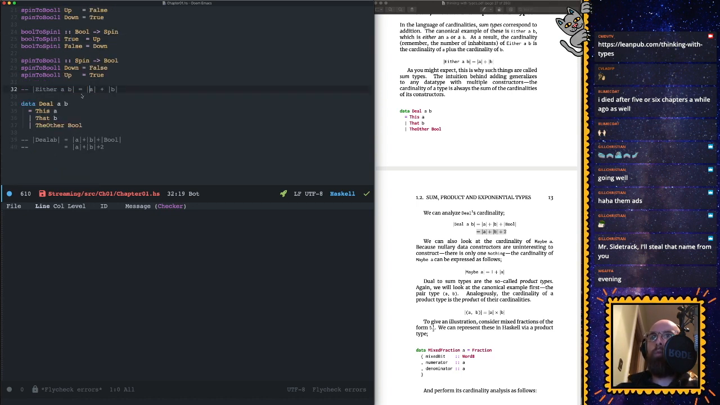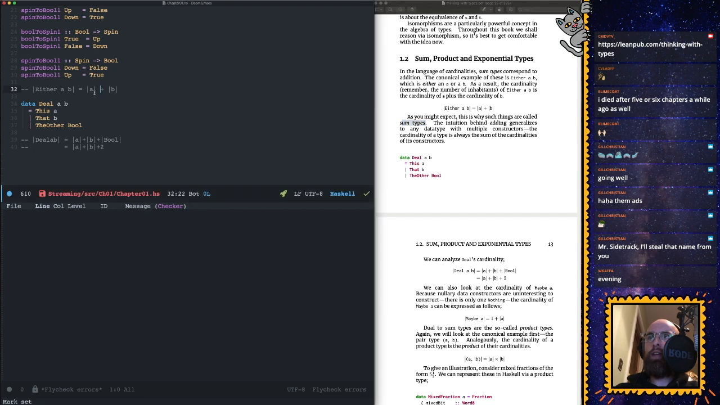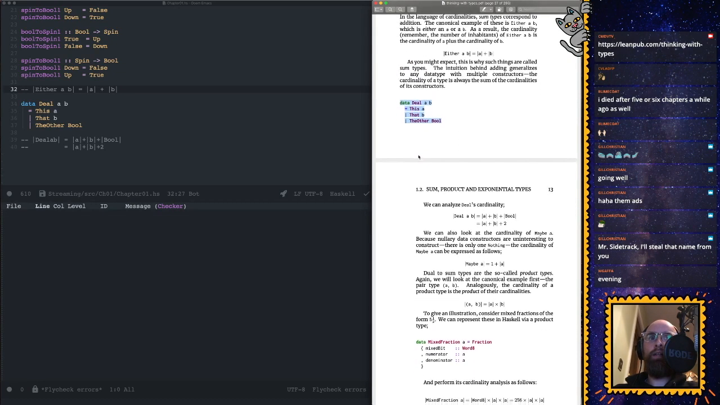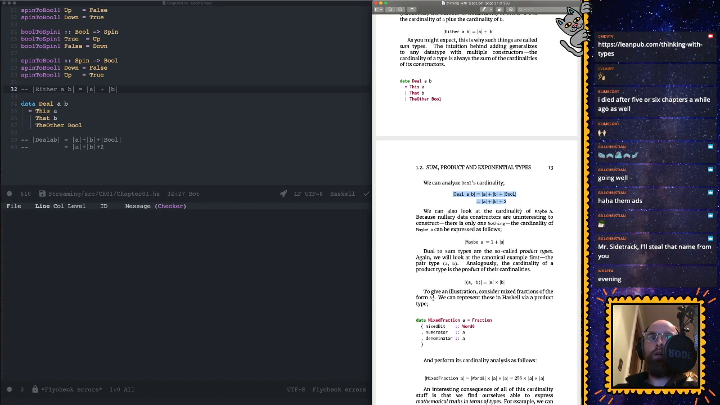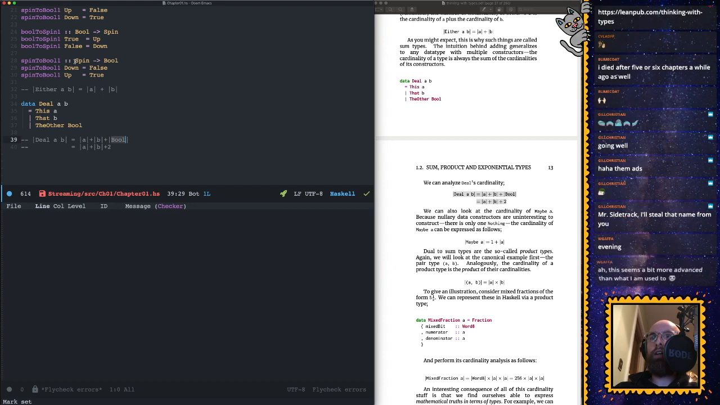Now we're looking at Either. Either A B has a cardinality of the cardinality of A plus the cardinality of B. That's also why they're called sum types, because it's A plus B. Whoa, okay, that makes sense. We've literally just got onto this bit, and we're looking at Deal and analysing its cardinality to work out what is what. Here it's breaking it down a little bit. So Deal A B is A plus B plus Bool, and we know that Bool has a cardinality of 2, so it's A plus B plus 2. I'll put a little space there.